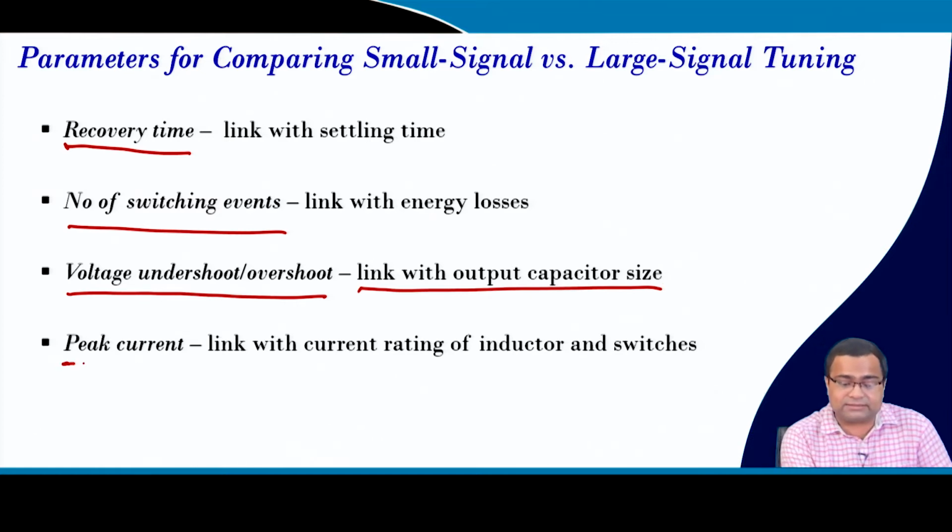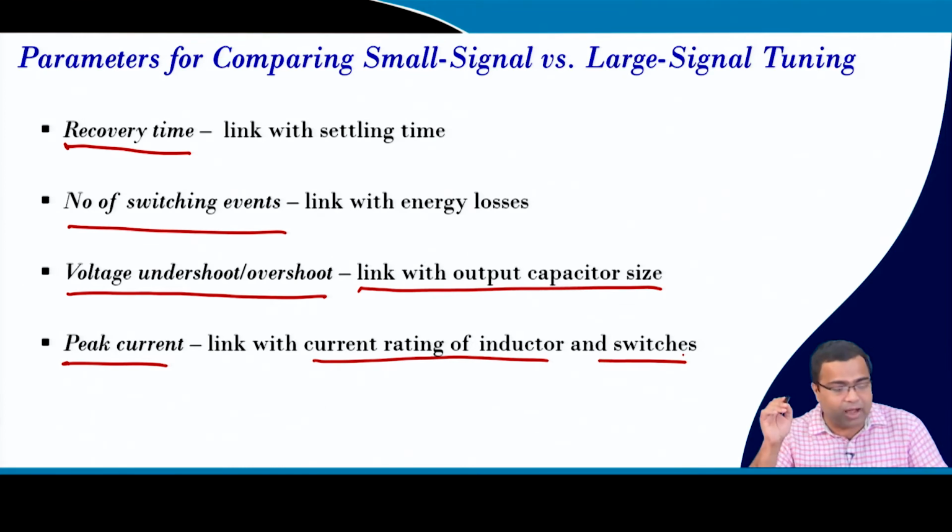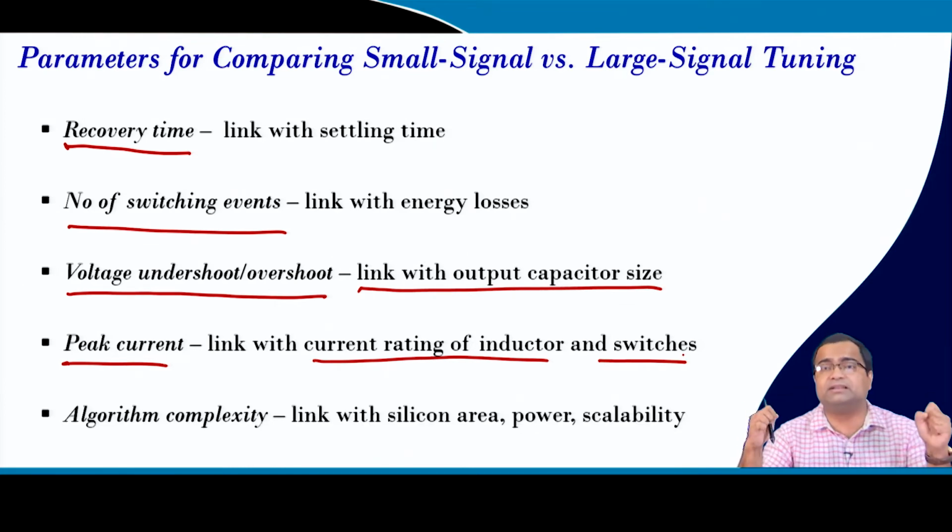The peak current, sometimes we will see, is another factor, because in this large signal tuning, since it is going for time optimal control, you may have a high peak current, and that may require a higher rating of the inductor and the switches. But if we incorporate a current limit, then you do not need to bother, because if you are talking about current mode control, you can always put a current limit, and this current limit will try to extract the best performance within the current bound, right? And that can be achieved using our optimal tuning.